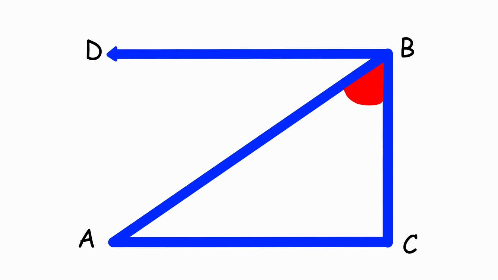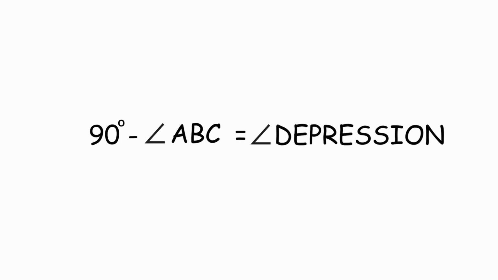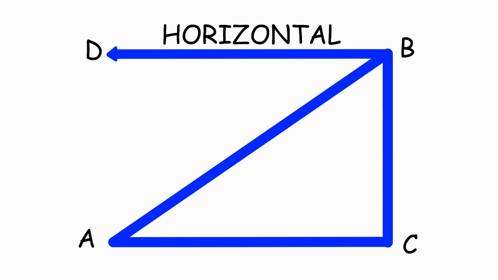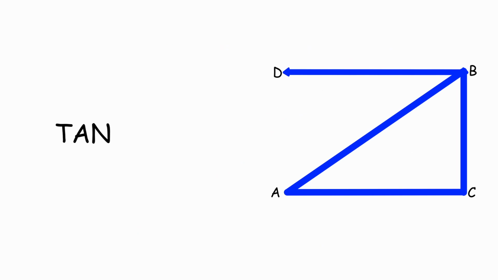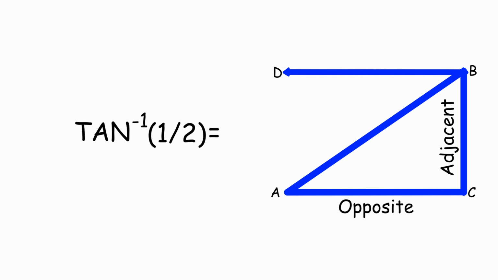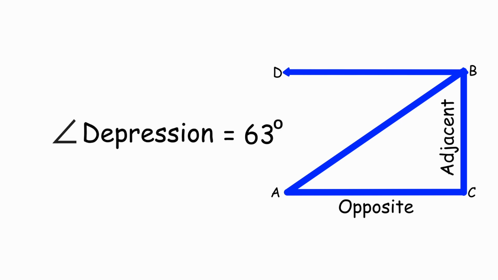The idea is that if we find angle ABC, we can subtract the angle from 90 degrees to find the angle of depression. We subtract from 90 degrees because line BD is a horizontal line, which means BC is a vertical line. So the angle in between would be 90 degrees. To find the angle, we will use tan again since we know the opposite side AC and the adjacent side BC. So tan theta would be equal to 30 divided by 60, which can be simplified to 1 by 2. If we did the tan inverse of 1 by 2, we get 27 degrees. 90 minus 27 is 63. 63 degrees is our angle of depression.